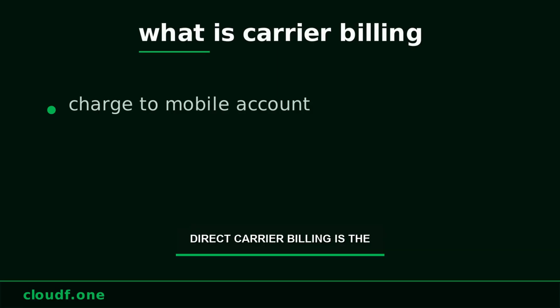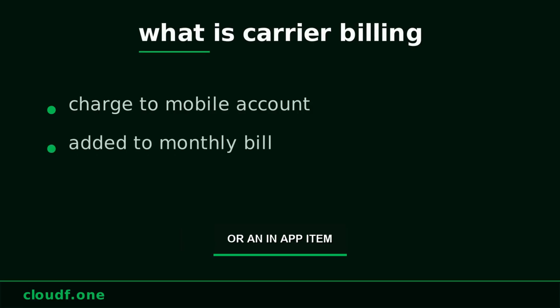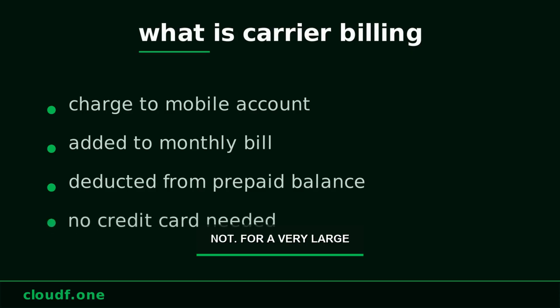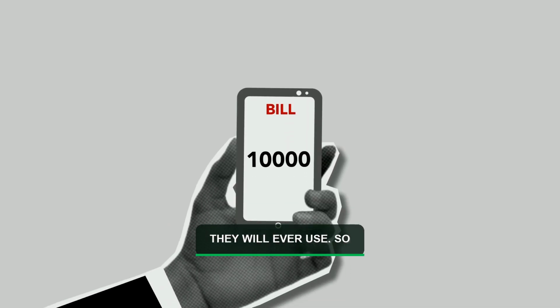Direct carrier billing is the payment option that lets someone buy an app, a subscription, or an in-app item by charging it to their mobile account rather than a credit card. The amount lands on their monthly phone bill if they are postpaid, or comes straight out of their prepaid balance if they are not. For a very large slice of buyers, especially younger customers and anyone without a card, this is not a backup payment method. It is the only one they will ever use.